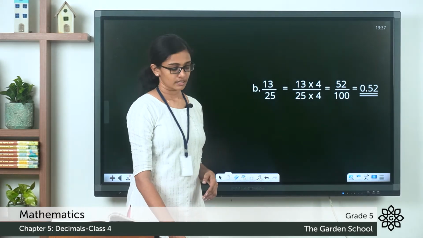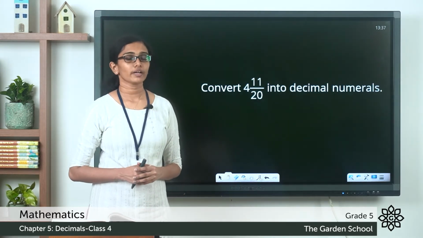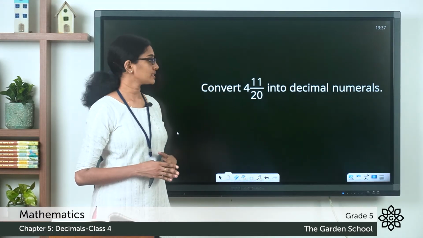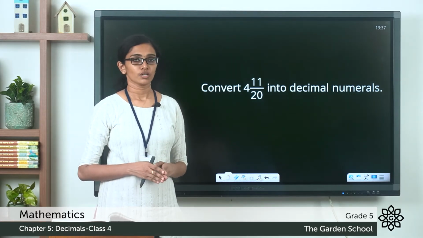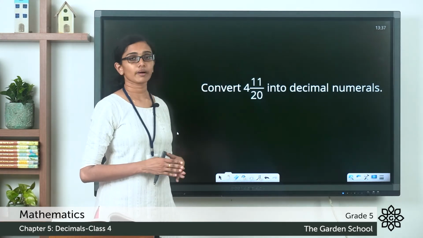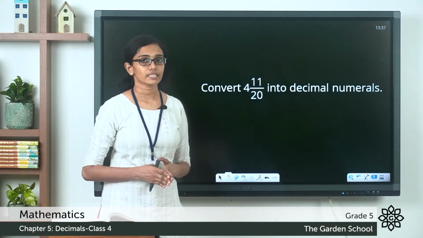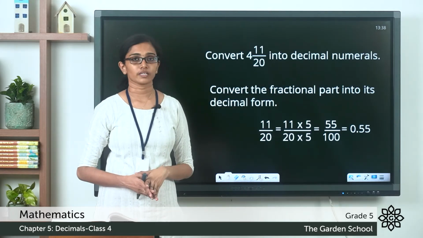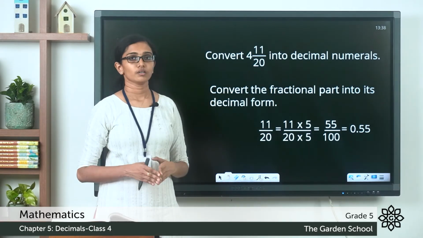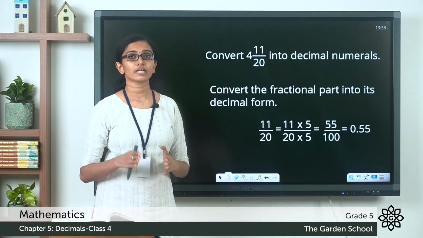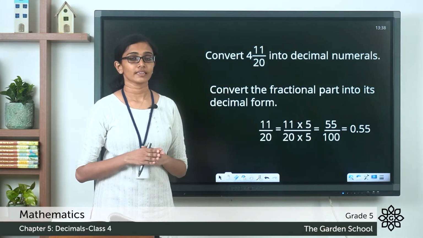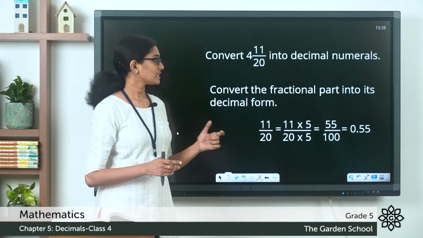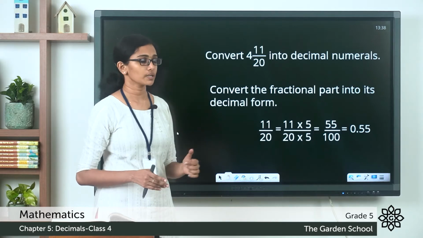Clear? Now, we'll see one more example with a mixed fraction. Convert 4 11 by 20 into decimal numerals. So you have a mixed fraction here, 4 11 by 20. How do we convert it to a decimal number now? First, what you do? Consider the fractional part of it, which is 11 by 20. You first convert the fractional part into its decimal form. Then combine the whole number part and the decimal part.